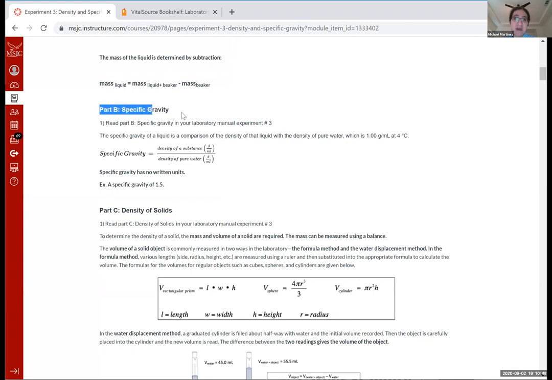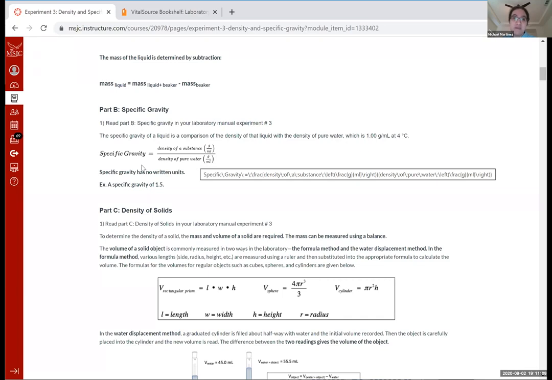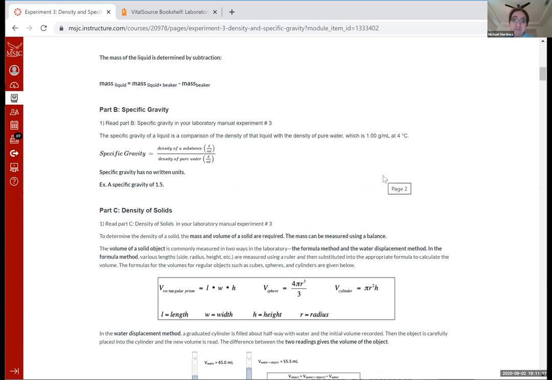Specific gravity is very easy. Specific gravity is the comparison of the density of your liquid with the density of pure water, which is 1 gram per milliliter. So specific gravity is defined as the density of a substance over the density of pure water, which is 1. Specific gravity has no units. So a specific gravity of 1.5, for example, is a valid measurement. Specific gravity is unitless, has no written units. Does that make sense to everyone? Does that make sense?